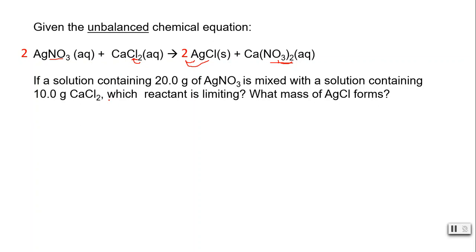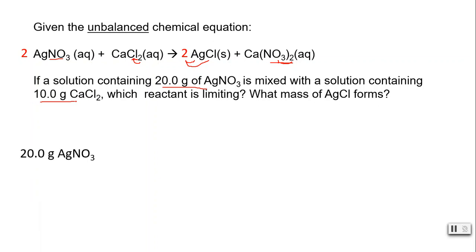And now we can go on to do the bulk, the meat of this problem, which is to figure out what is the limiting reactant and what mass of AgCl, silver chloride, forms. And you're going to do this problem in almost the same way as you did the previous one, but you'll notice that the reactant amounts I gave you this time are in grams, not in moles. That's okay. We can get to moles very easily by using the molar mass of that species.